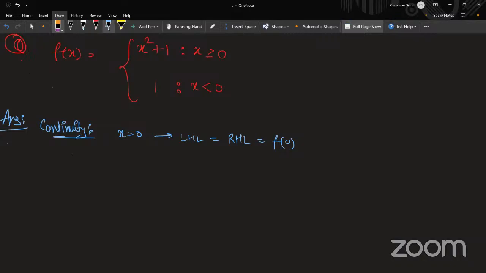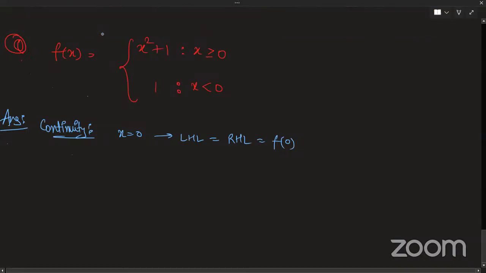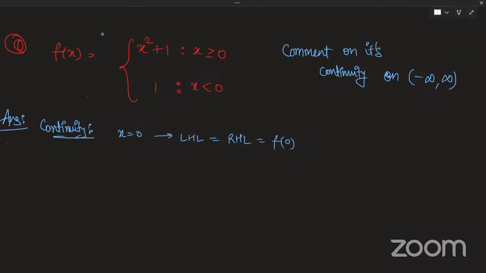Okay, now let us just forget this question also. Now I have reduced the question. You have been given this function, and I ask you to comment on its continuity on all real numbers, starting from minus infinity to infinity. So why is it that we are not checking any other point rather than x is equal to 0? Anyone can tell me? Why are we only checking the point x is equal to 0?